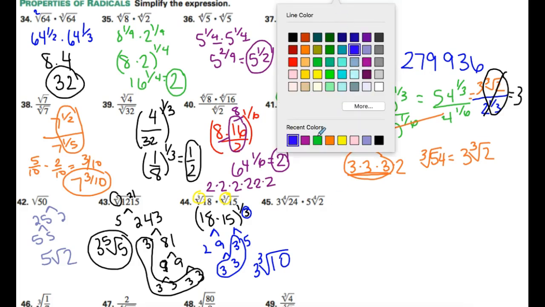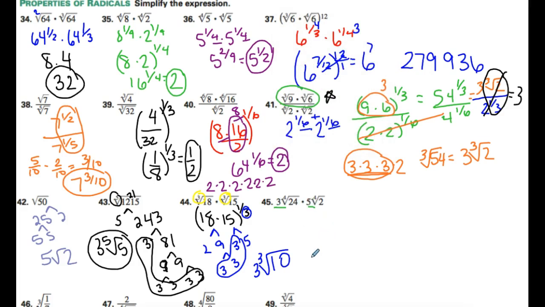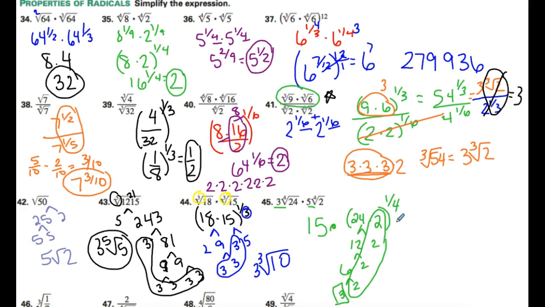So if I look at the next example, the one thing that stands out to me is I have numbers out front. So 3 times 5 is 15 times, and then I have the fourth root, which can be written as 1/4 of 24 times 2. So I'm going to go ahead and break this down. 24 breaks down into 12 and 2, 12 breaks down into 6 and 2, and 6 breaks down into 3 and 2. Here's my group of 4. Here's my loner 3. So that's the same thing as 15 times 2 times the fourth root of 3, or 30 times the fourth root of 3.